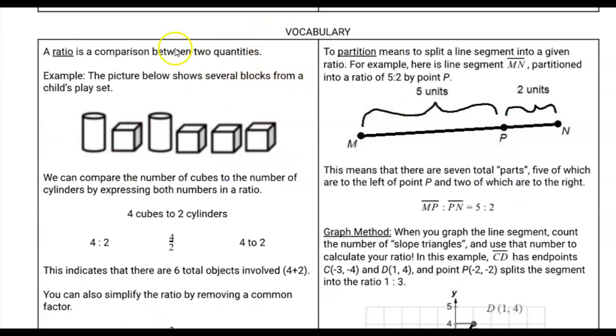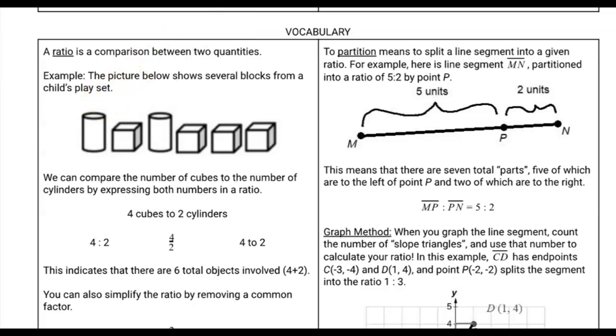Moving on to the actual lesson. We're talking about ratios today, and a ratio is a comparison between 2 quantities. So if you're looking at these blocks, I can see 2 different cylinders here and 4 different cubes. We can express the number of cubes to the number of cylinders by expressing both numbers in a ratio. So again, we're talking about the number of cylinders as compared to the number of cubes.